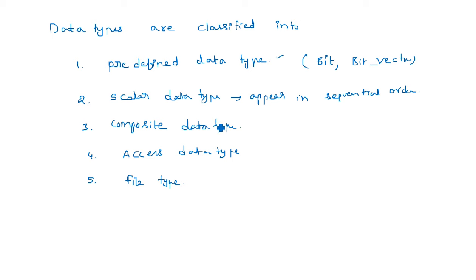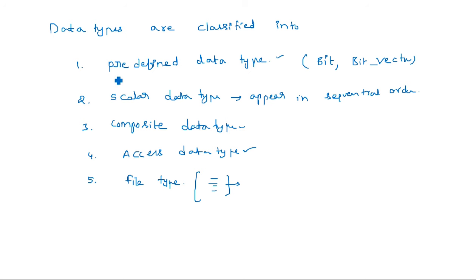Composite data types are composed of elements of a single type or elements of different types. Access types provide access to objects of a given type, so the access data type will provide access to a particular value in the data type. File types provide access to objects that contain a sequence of values of the given type. In a file we have a sequence of data, and we have a read operation on this sequence of values.